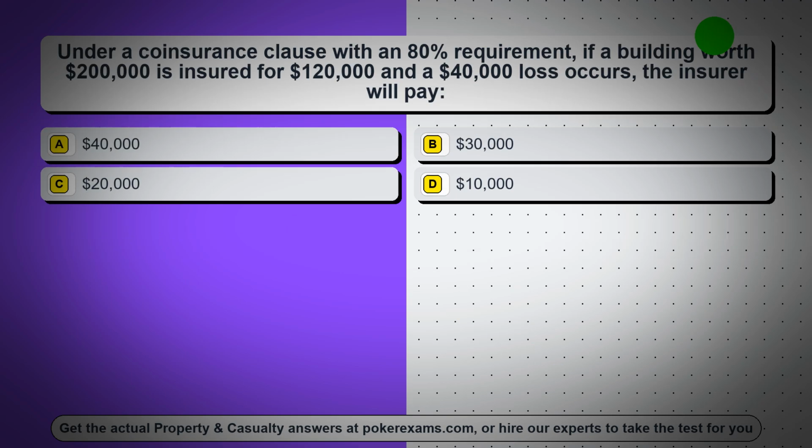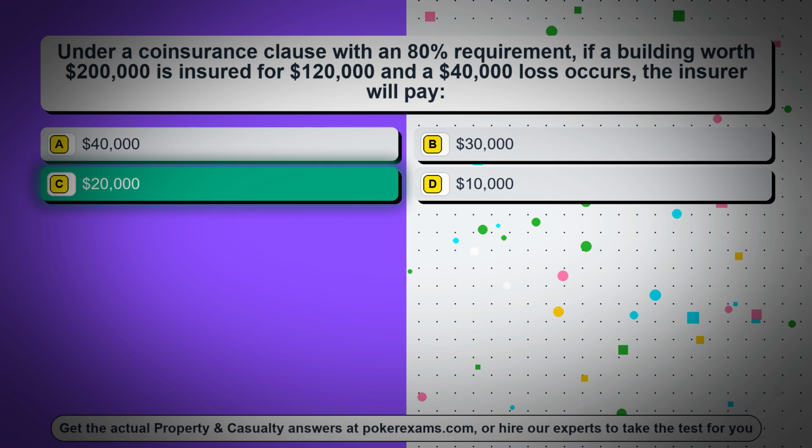Question 64. Under a coinsurance clause with an 80% requirement, if a building worth $200,000 is insured for $120,000 and a $40,000 loss occurs, the insurer will pay: Option A, $40,000. Option B, $30,000. Option C, $20,000. Option D, $10,000. The correct answer is option C, $20,000.